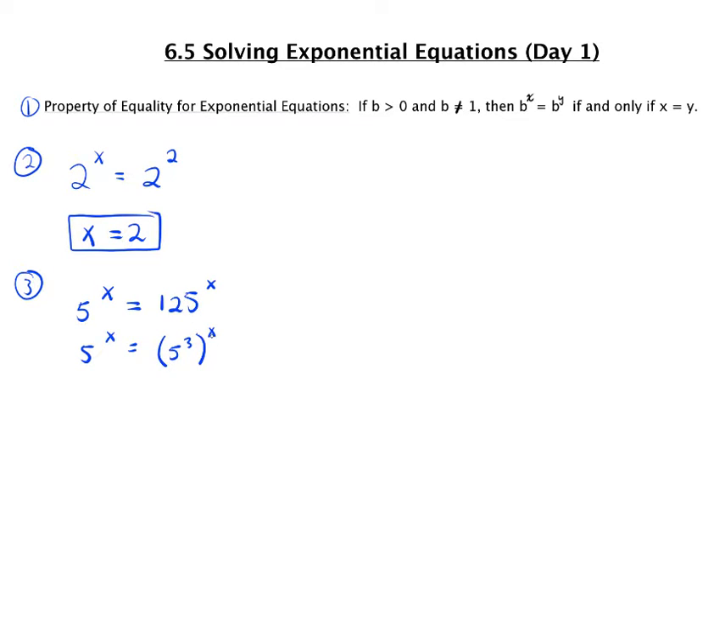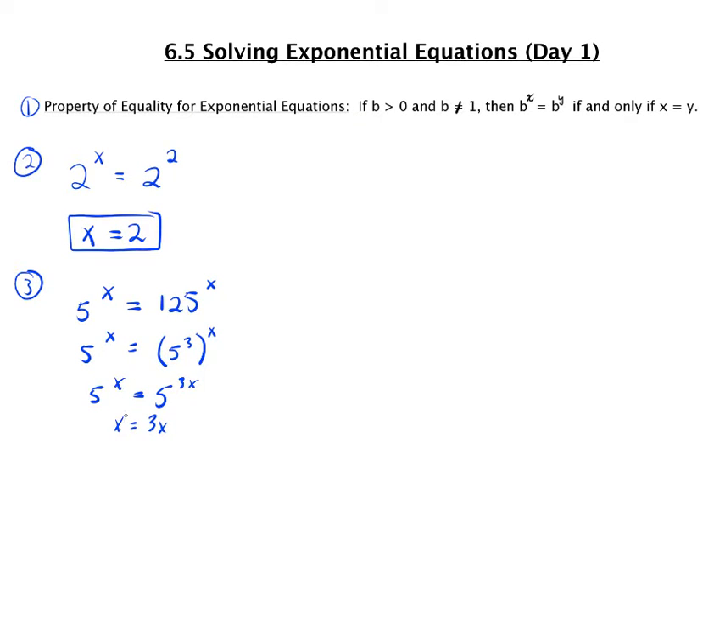Well, they're not quite the same because we have a power to the power, but we can use our power property of exponents and 5 to the x, bring that down, and our property is multiplying those together. So we get 5 to the 3x, which means, bases are the same, so x equals 3x.